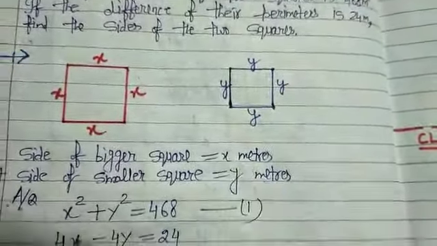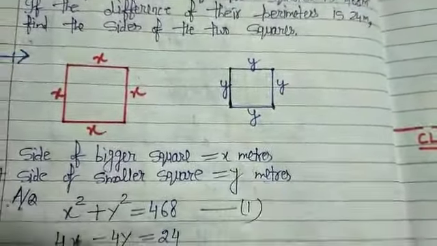Taking 4 common, x minus y is equal to 24 divided by 4, that is 6. So x minus y is equal to 6. Shifting y to the right-hand side, x equals 6 plus y. Now substituting this equation number 2 in equation number 1, we get (6 plus y) whole square plus y square equal to 468.